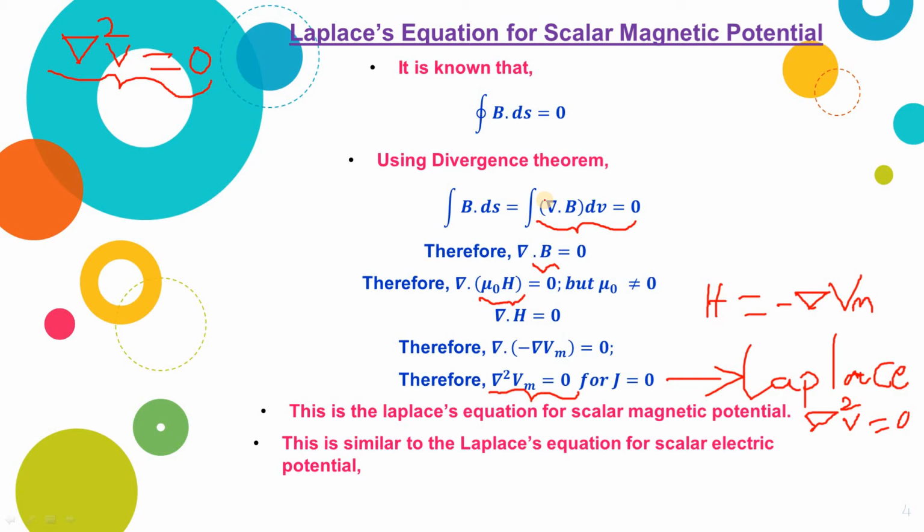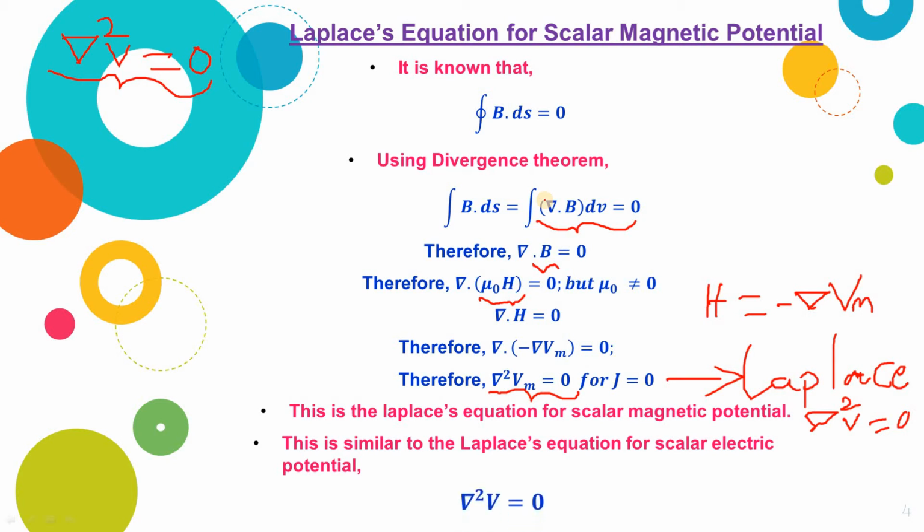What I discussed first is the magnetic scalar potential. In the magnetic scalar potential we got the expression del square Vm is equal to 0, and now we are correlating this scalar potential with the Laplace equation. We obtained the Laplace equation from the scalar magnetic potential. That is the first potential in the magnetic field.